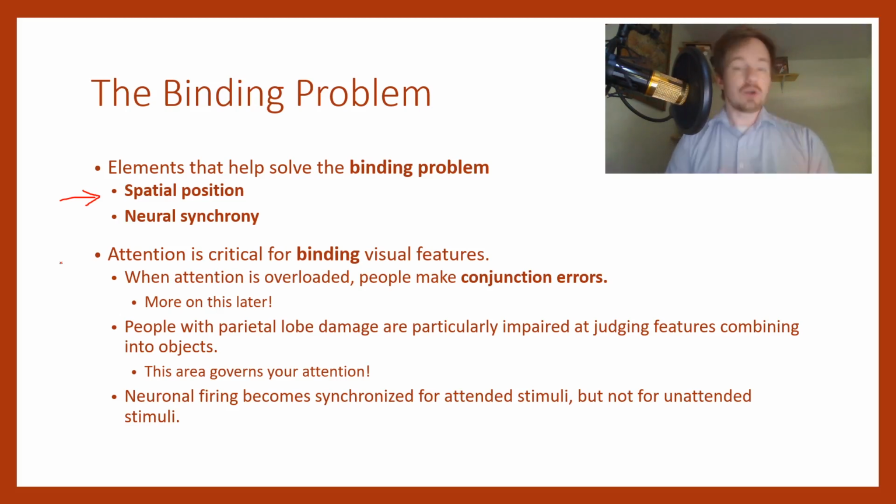And we know this because we see what happens whenever people aren't paying attention, or whenever they have problems recognizing what or where something is by mixing these things up. That's called a conjunction error. And it usually happens when we aren't paying attention to critical features.